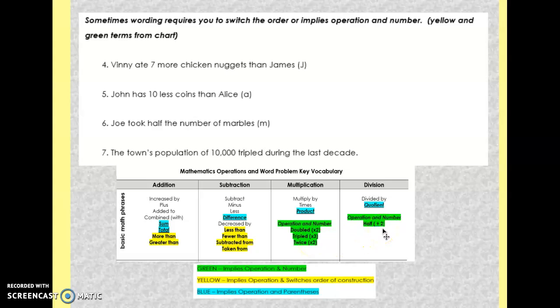And the operation for division would be if we take something and cut it in half. That would mean to divide by 2. So looking at how these can be applied to real life scenarios, we take a look at number 4, it says Vinny ate 7 more chicken nuggets than James.